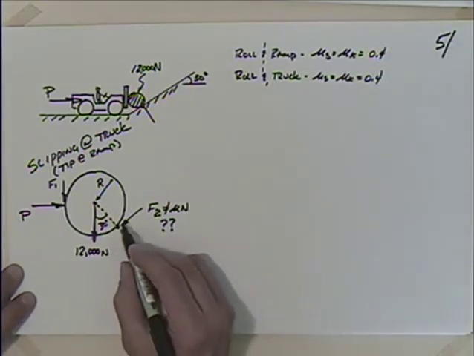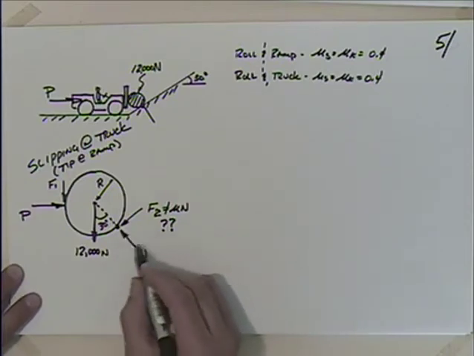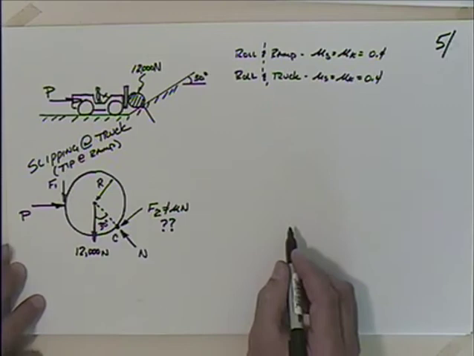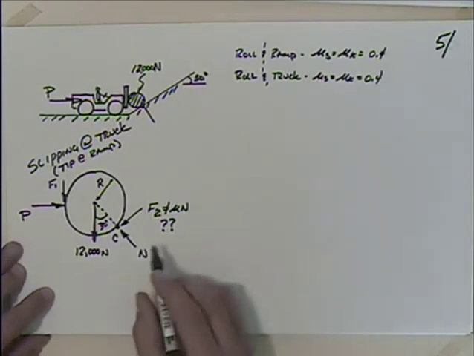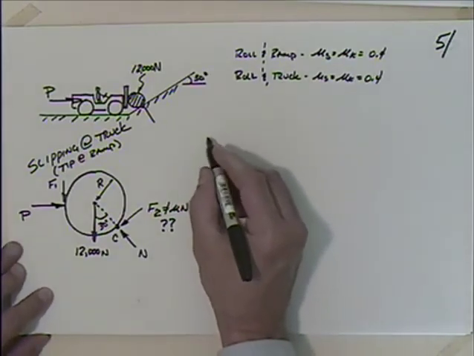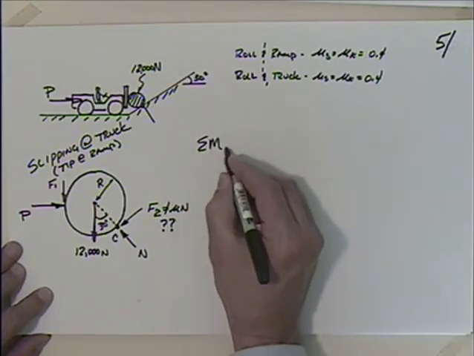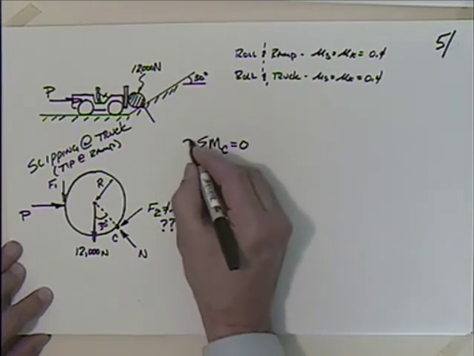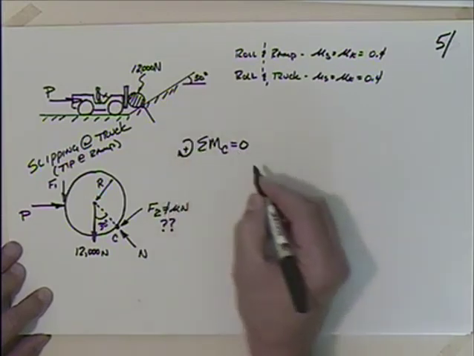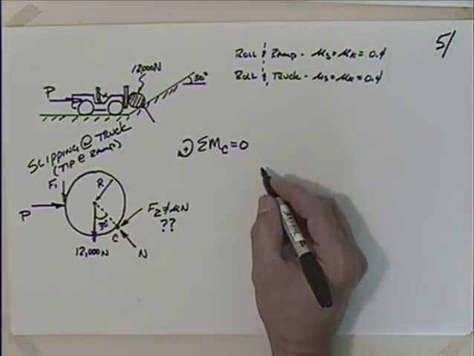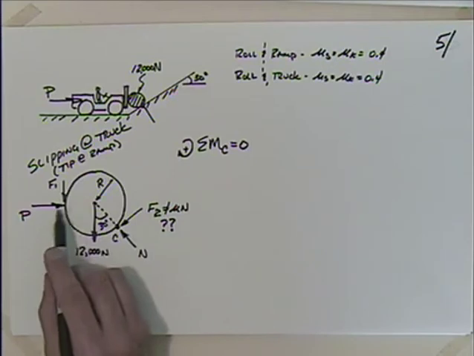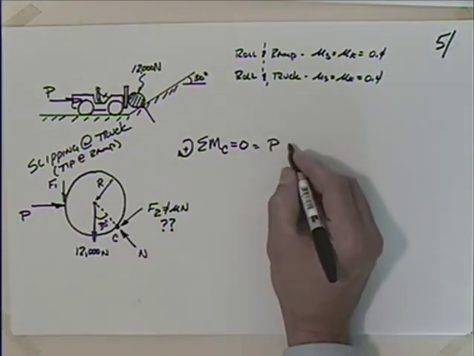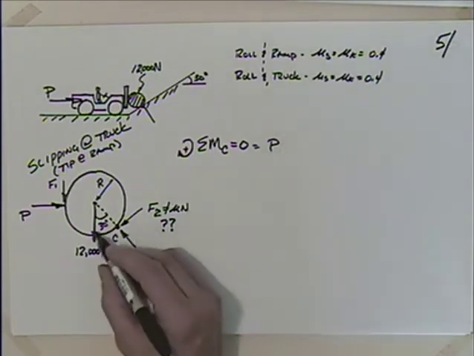So where's a good point to sum the moment about? Probably be here. We'll call that C, the contact point. So I'm going to sum the moment about that contact patch, or contact point. I'm going to set that equal to 0. Maybe I'll go ahead and take counterclockwise as positive. So I'm going to say that I have this force P, and that's going to be acting through a distance of what? R cosine 30?